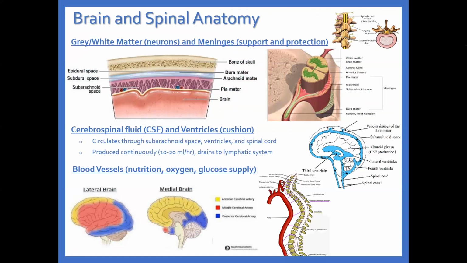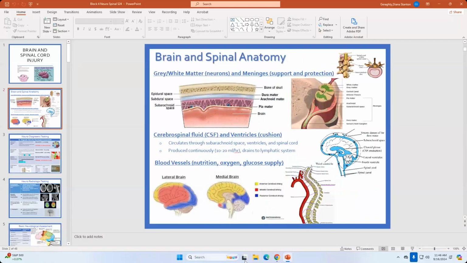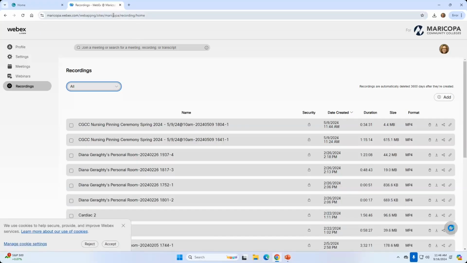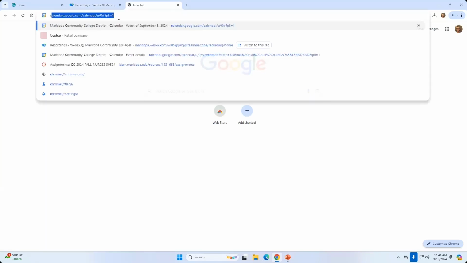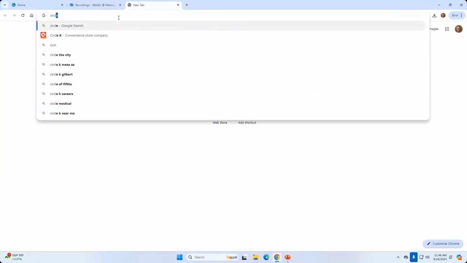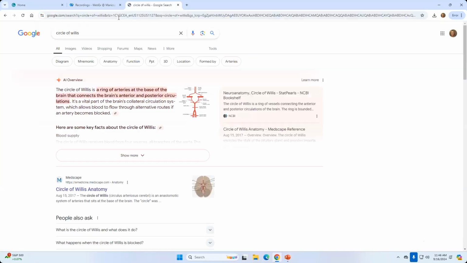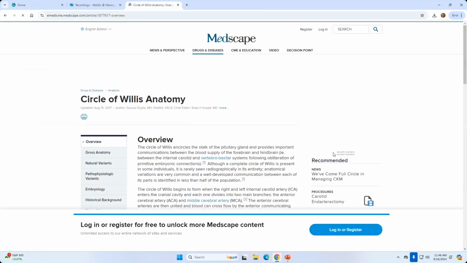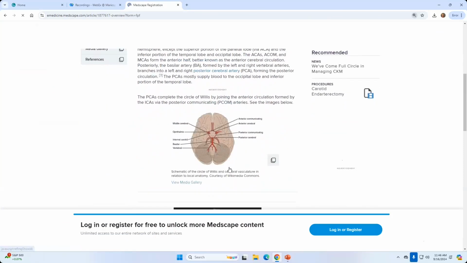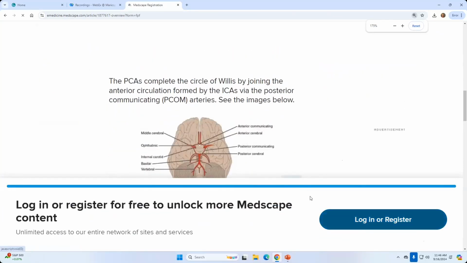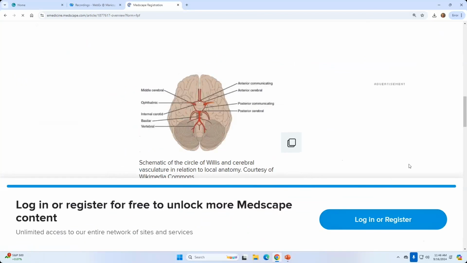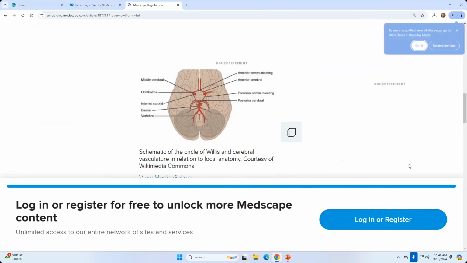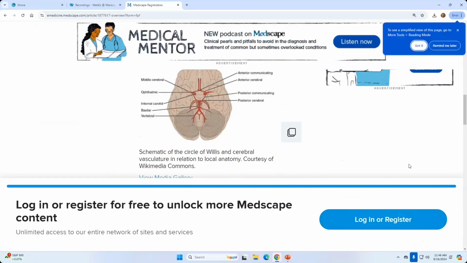Let me see if I can find a picture of it since I didn't put it on your slide, just so you can see what I'm talking about. And if it's not on your slides, it's not going to be on the test, but you may see the circle of Willis frequently. It'll be in your books, it'll be in questions. And so I want you to know what it means, but this is just where all the arteries branch off at the bottom of the brain.